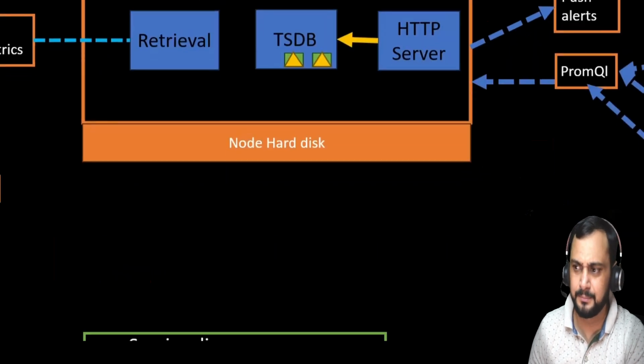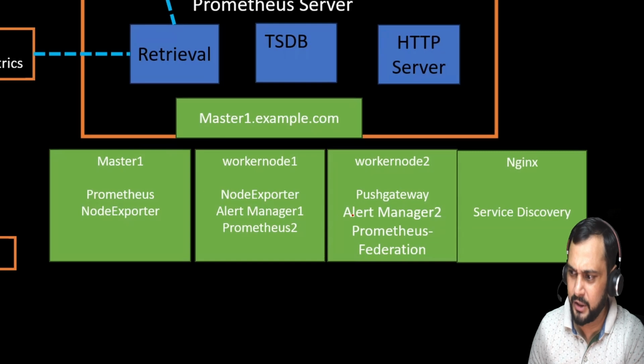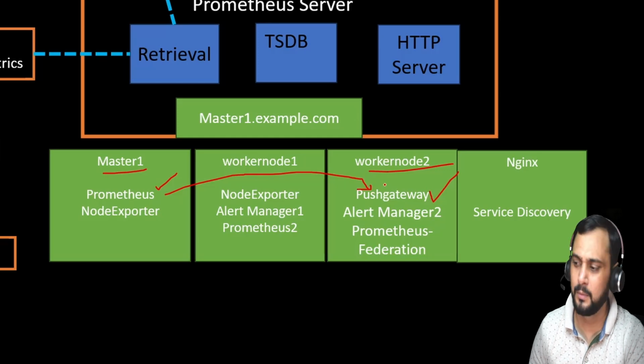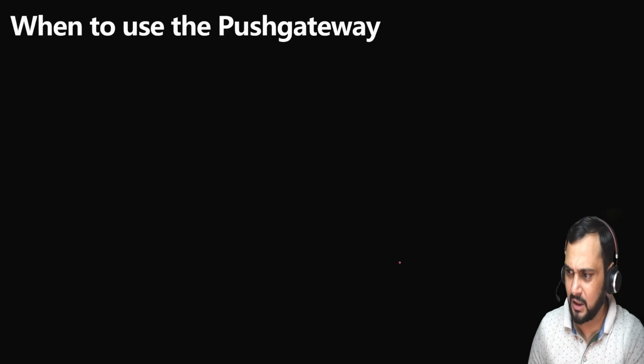Now we are going to talk about push gateway. So let's start here. This push gateway I'm going to install on my worker node 2. And then Prometheus, which is running on my master 1 node, I will configure so it will pull the metrics from here, from worker node 2 or push gateway. So let's start with the theory part.